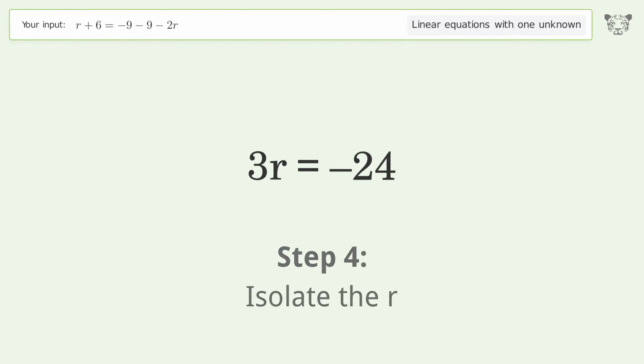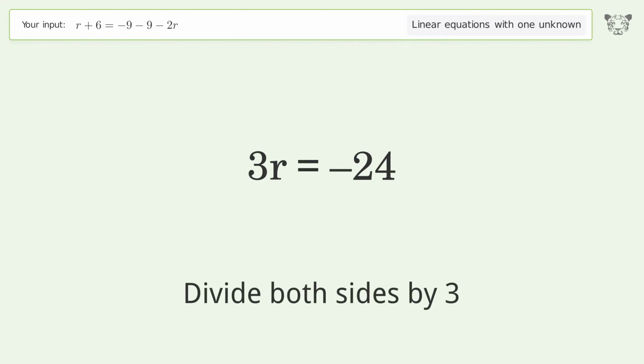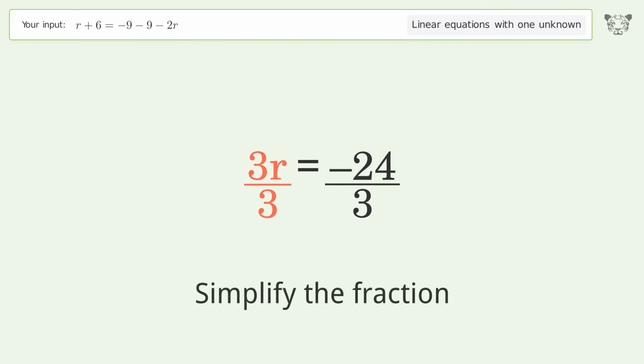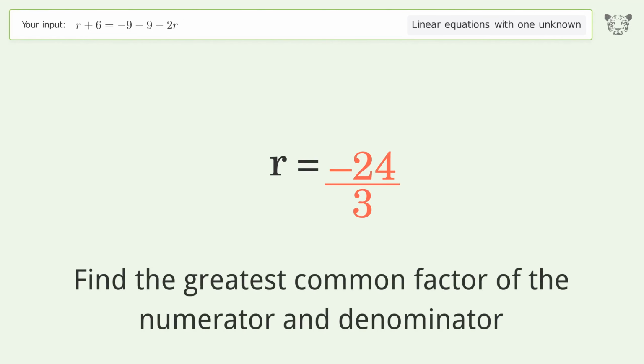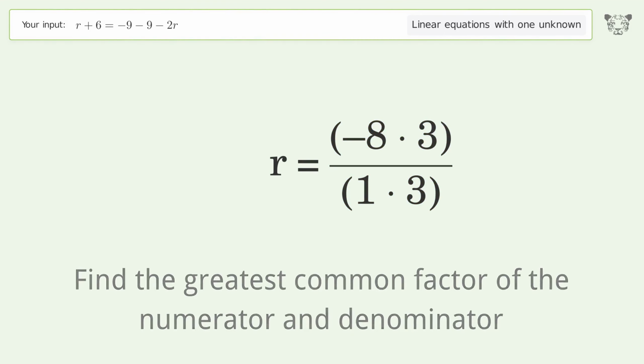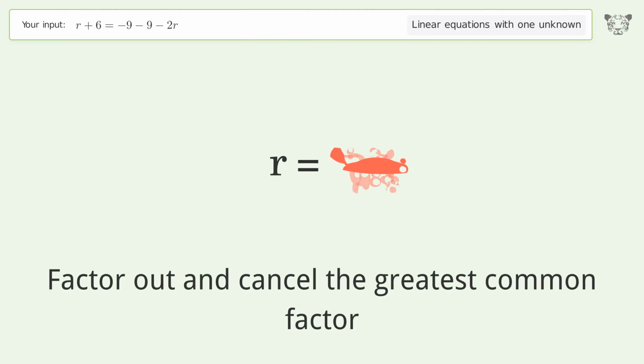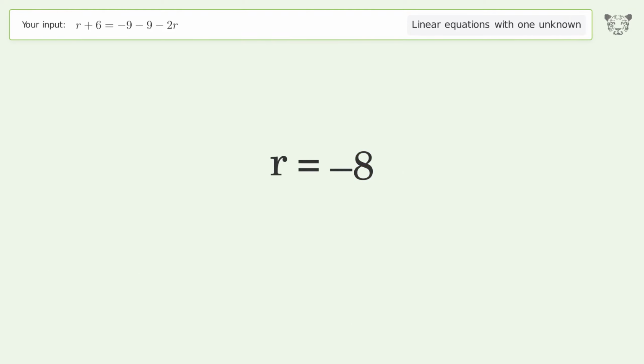Isolate the r. Divide both sides by 3. Simplify the fraction. Find the greatest common factor of the numerator and denominator. Factor out and cancel the greatest common factor. And so the final result is r equals -8.